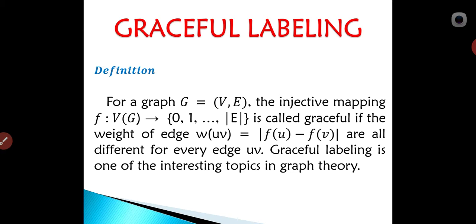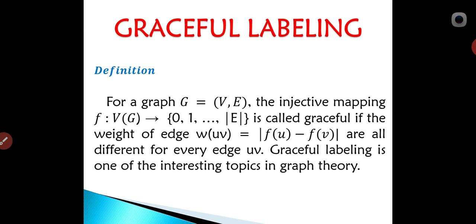The mapping is an injective mapping. Injective mapping means it is a one-to-one mapping. Our mapping f from V of G to {0, 1, ..., |E|} is called graceful. Our edge condition is w(uv) equal to |f(u) minus f(v)|. All the edge labels are different. Then the graph is called graceful labeling.